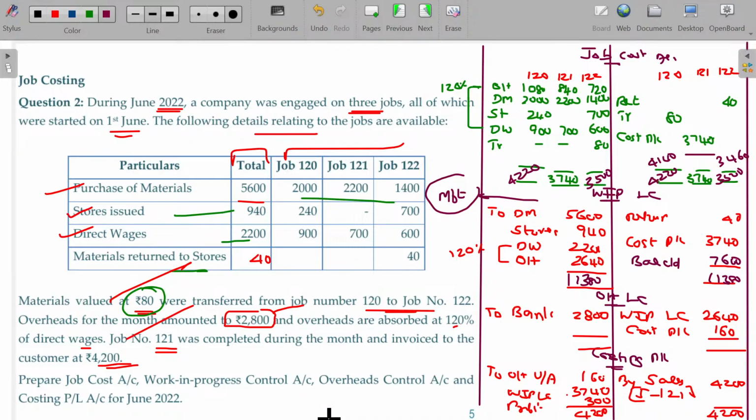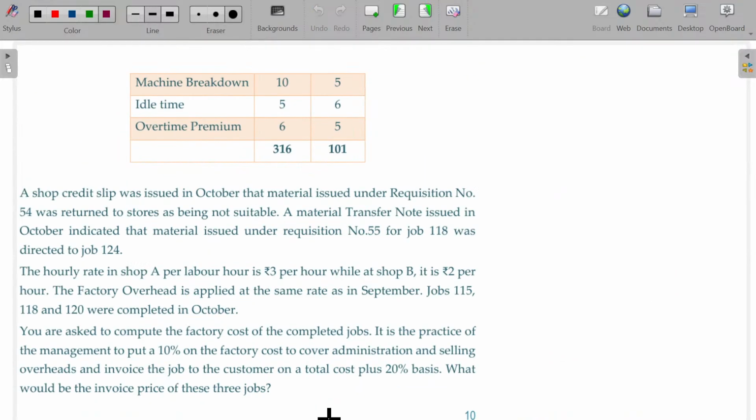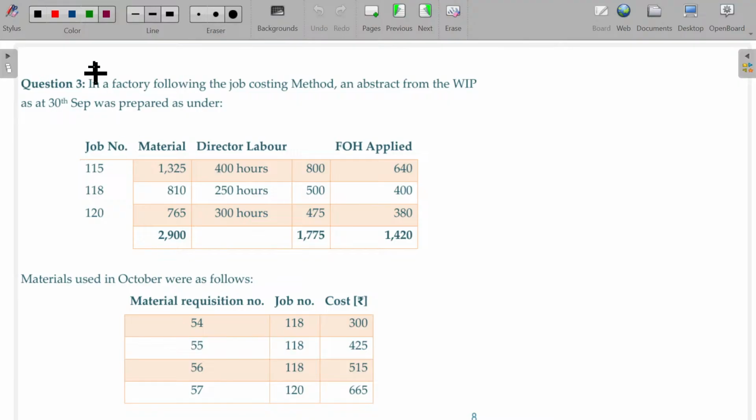And the last illustration in job costing, question number 3. Preparation of the cost sheet only. So I'll try to finish up a bit faster here. Question number 3. In a factory following the job costing method, an abstract from the work in progress as at 30th September was prepared as under. This is as on 30th September.